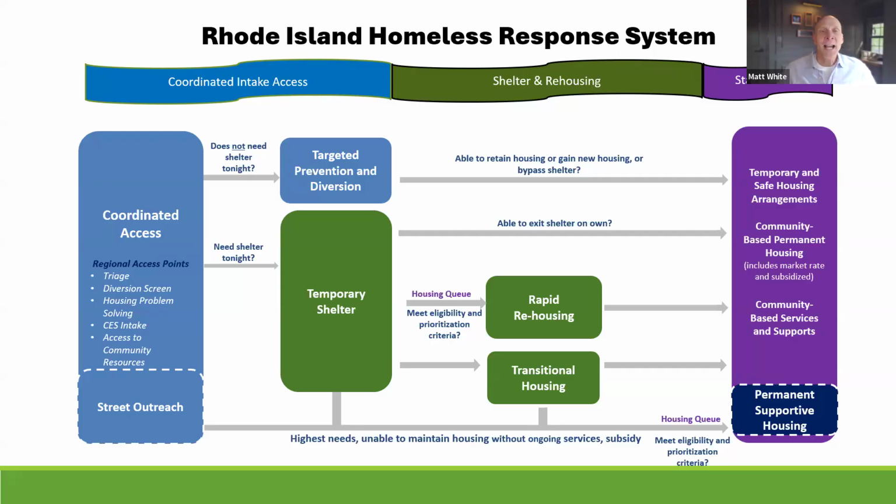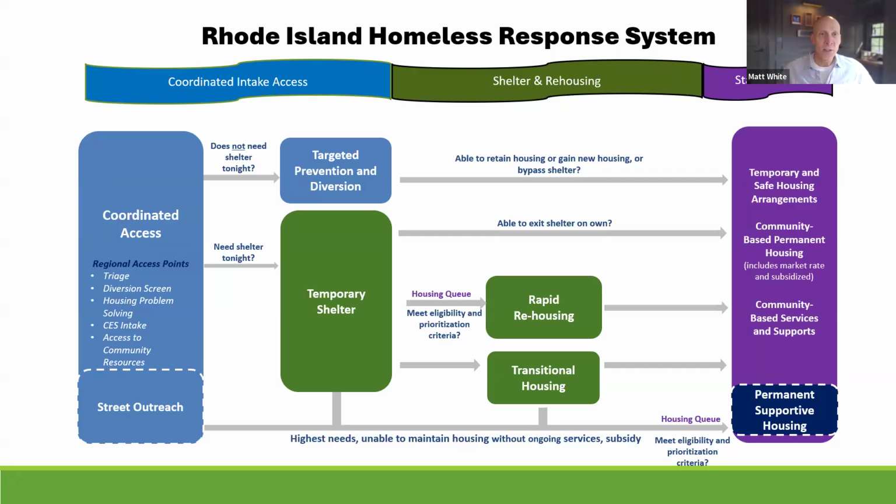All right. So now there's a graphic. I hope you all see this. It's a graphic representation of how the components work together to create the entire Rhode Island homeless response system. So reading this left to right, the blue on the left-hand side is our coordinated access and our regional access points.